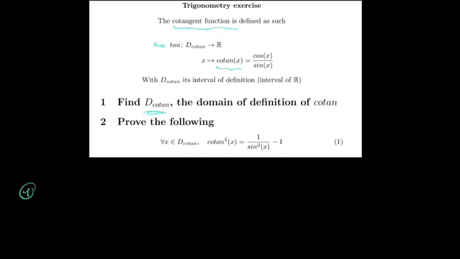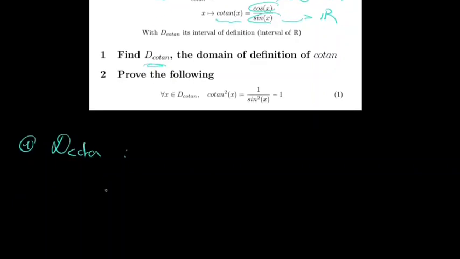Okay, so first question. What is the domain of definition D cotan of the cotangent? In other words, what are the points where something goes wrong? So, cosinus is defined on R, so all real numbers. Sinus is defined on all real numbers, okay? But what do we have here? We have a division, and we absolutely do not want to divide by 0. So we don't want x such that sinus of x is equal to 0.